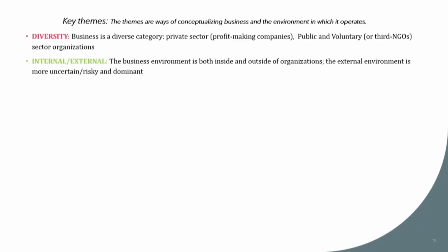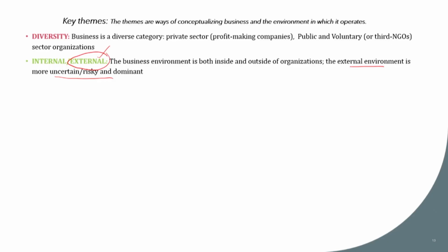Then there is internal and external. By now you are already familiar that the business environment is both inside and outside the organization. So you know that the external environment is more uncertain and risky, and these are more dominant. So in our discussion in this course, most of our discussion will be focused on the external environment, because these are the business environment. So we'll be talking mostly in terms of the external business environment.